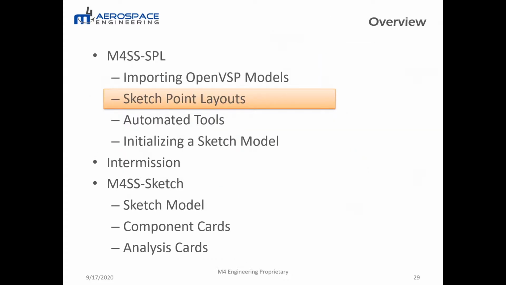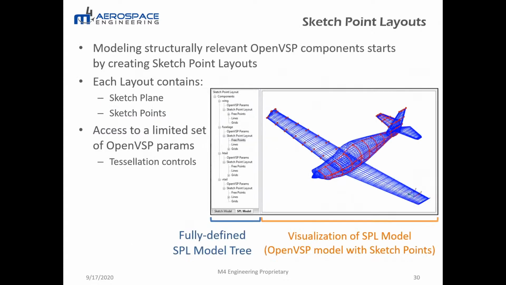Now that the OpenVSP model is inside Structure Studio, Sketchpoint layouts can start being defined. Structure Studio is used to predict structural weight. However, it isn't able to do that without any user input. It needs some information about the vehicle to make a physics-based prediction. This information starts with the user-defined Sketchpoint layout.